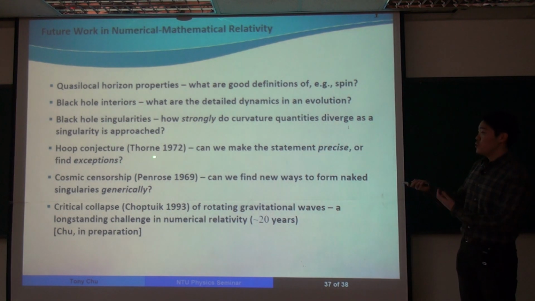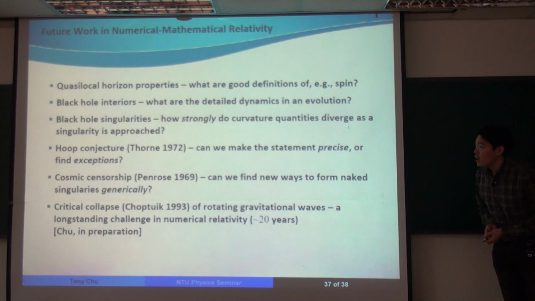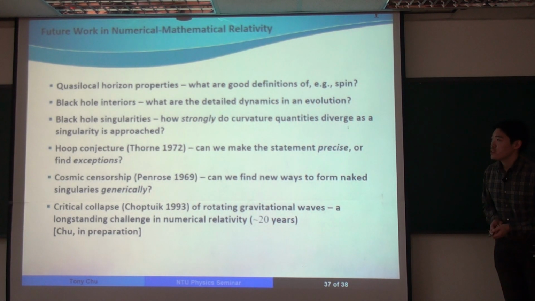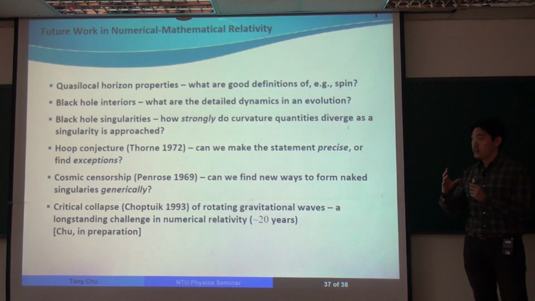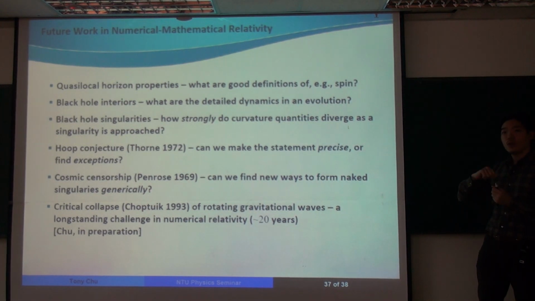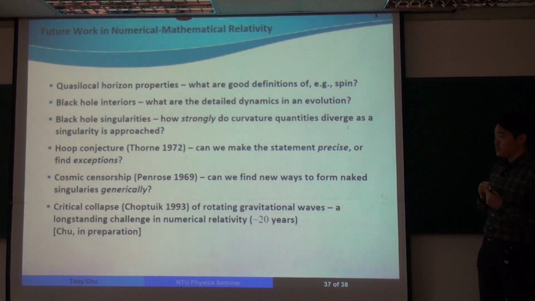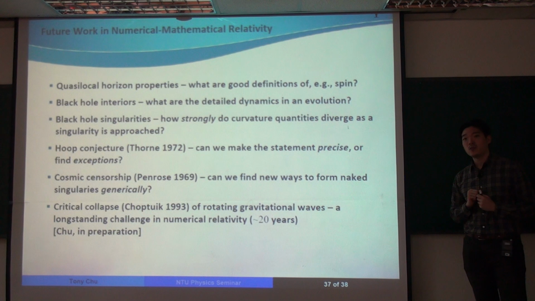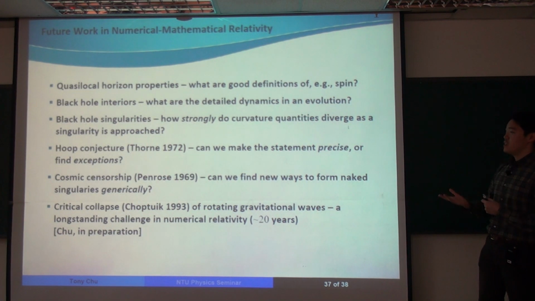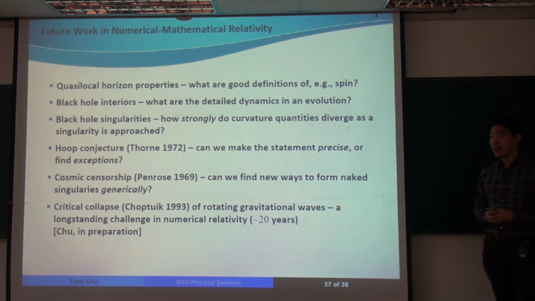We can look at something called the Hoop conjecture that was proposed by Kip Thorne back in '72. And this essentially says that if you have a distribution of energy and you compress it enough so that you can pass a hoop around it, with the radius of that hoop being equal to the Schwarzschild radius of that energy distribution, then that configuration should have collapsed to a black hole. However, it's a pretty imprecise statement, so can we use numerical relativity to try to make that statement more precise, or can we even find exceptions to say that the Hoop conjecture is not true?